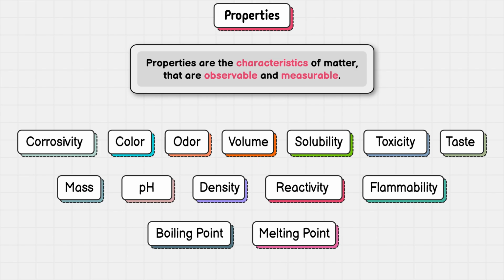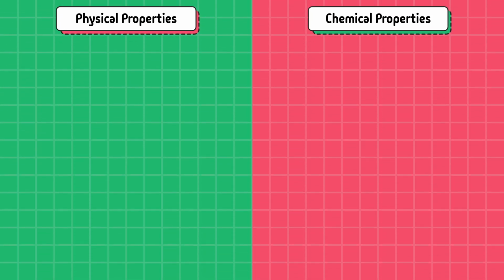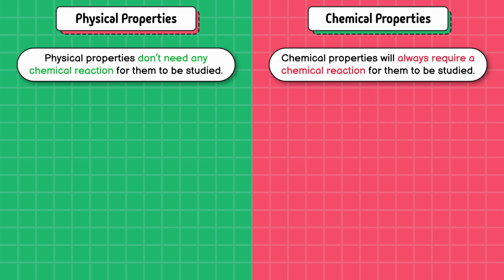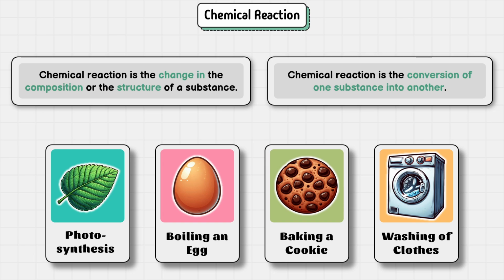So now that we know what the properties of matter are, let's understand the different types of these properties. The first two types of properties we'll discuss are physical and chemical properties. The main difference between these two types of properties is the manner in which they both are studied. Physical properties don't need any chemical reaction to be studied, whereas chemical properties will always require a chemical reaction for them to be studied. A chemical reaction is any process that changes the composition or the chemical structure of a substance, or in other words, transforms that substance into another substance.